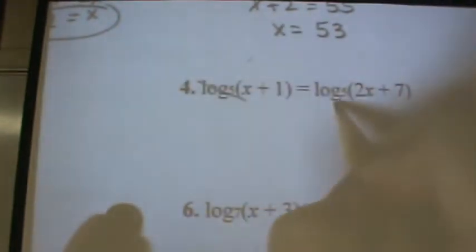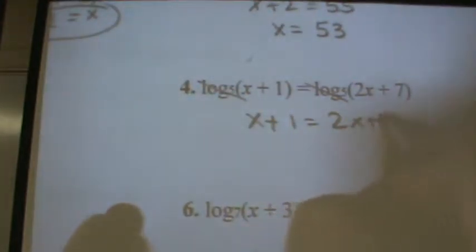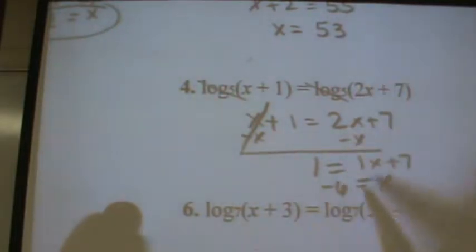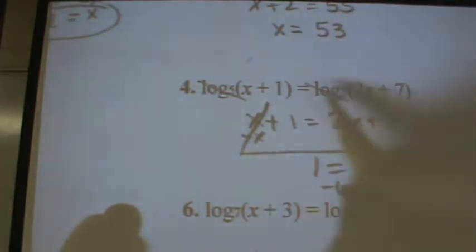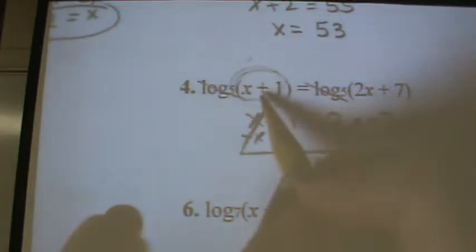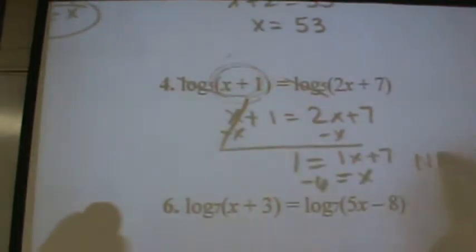Number 4, cross these logs, base 5s out, you have x plus 1 equals 2x plus 7, subtract x. 1 equals 1x plus 7, subtract 7, and x is negative 6. Now, we can't plug a negative 6 in here, or here, because negative 6 plus 1 is negative 5. You can't take the log. This number here, when you combine your x and your number here, can't be negative, so this is no solution.